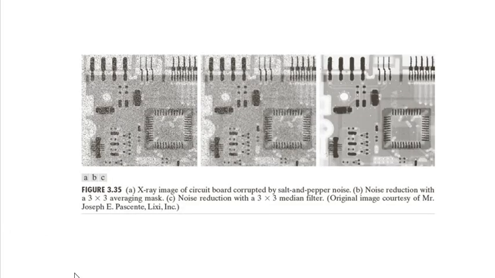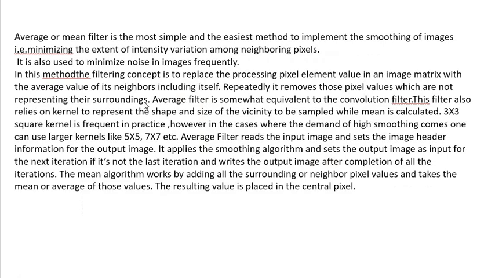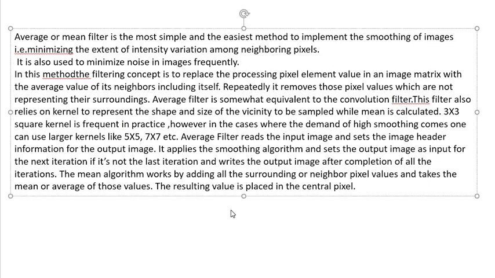In the salt and pepper noises, let us take this example. This is a circuit board, and the salt and pepper noises are removed gradually by using, number one, noise reduction using 3x3 average masking, and next, noise reduction using the median filter. Now let us see the noise reduction using average masking. In the average and mean filters, we implement smoothing of the images, or reduce the noise, somewhat equivalent to a convolution filter.